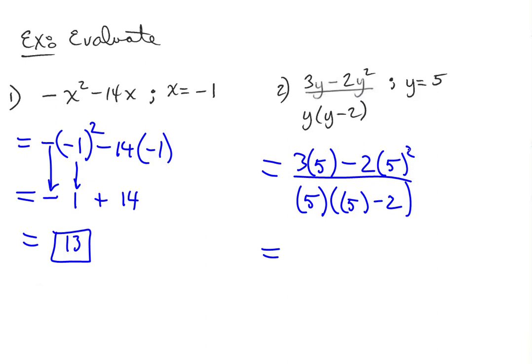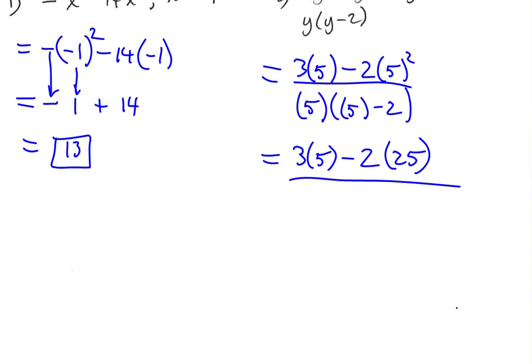So be careful here. We have to do the exponents first, meaning I'm going to copy down the 3 times 5 in parentheses there, copy down the minus sign, copy down the 2, and then turn this 5 squared into a 25. We have to be careful on the order here. It's going to make a different answer if you use a different order. So that's our first step in the numerator.